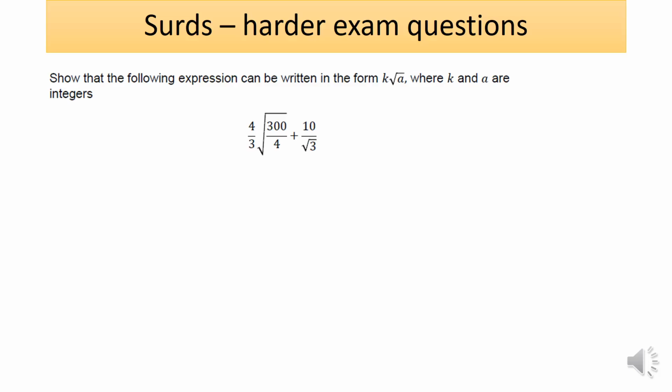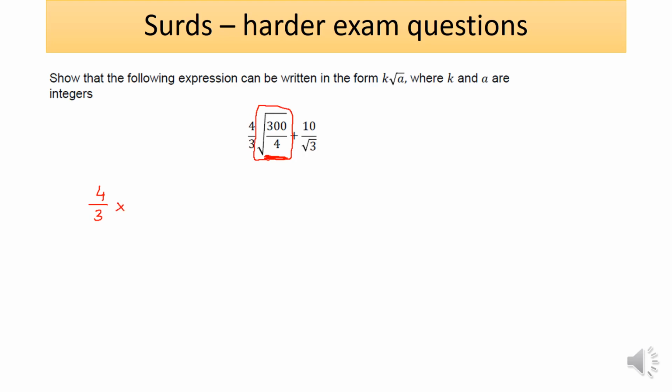In this video, we're going to look at some hard exam questions involving surds. So in my first example, we need to write this expression in the form k square root of a. So I need to manipulate this expression a little bit. I'm going to start by simplifying the first square root. Okay, so I'm going to simplify this square root.